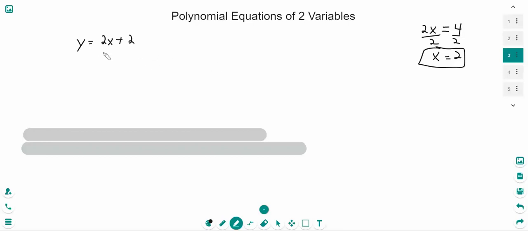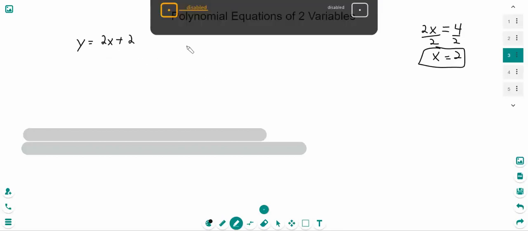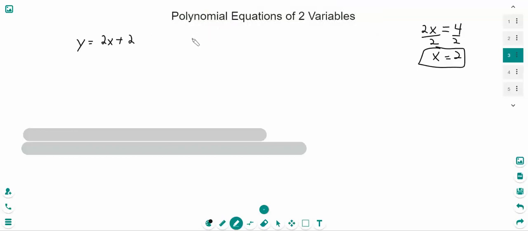So what we need to do is say, well, what could x be? Let's give a value for x. Let's say x is equal to 1. And if x is equal to 1, then what is y equal to? That would be the question. What is y equal to when x is equal to 1?